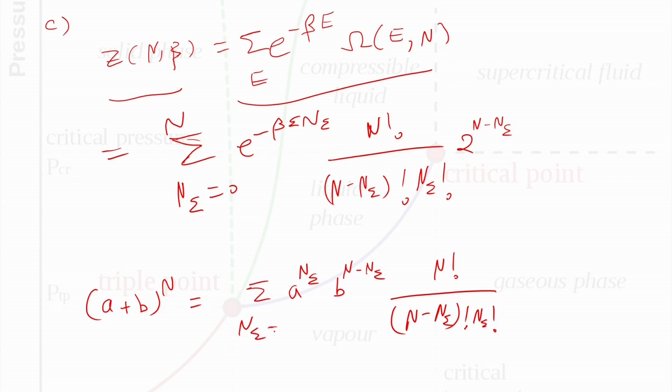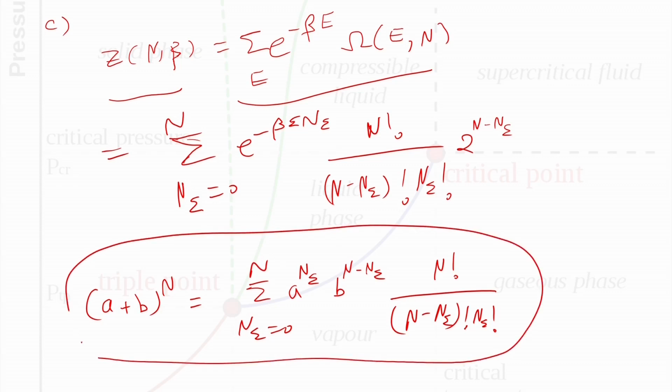So, n epsilon goes from 0 to n. This is the binomial expansion that you are all aware of. All I have to do is compare this with this, and you will see that it is easily written as, so this is 2. I can identify b with 2, and a with e raised to minus beta epsilon. So just from the binomial expansion, you know that this is my partition function.